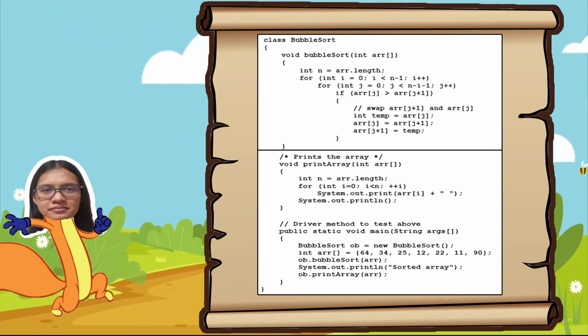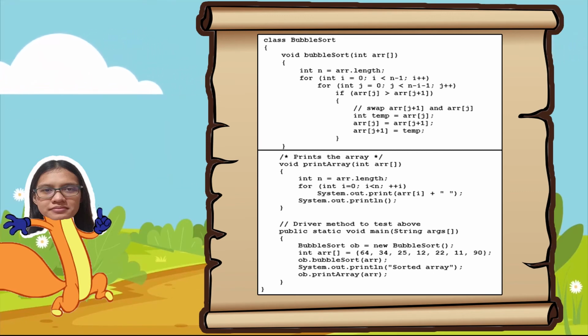For int i equals 0, i is less than n minus 1, i plus plus. And another for loop: for int j equals 0, j is less than n minus i minus 1, j plus plus. If arr[j] is less than arr[j+1] is true, then the program swaps arr[j+1] and arr[j]. In here, we swap the values only when the condition is true.